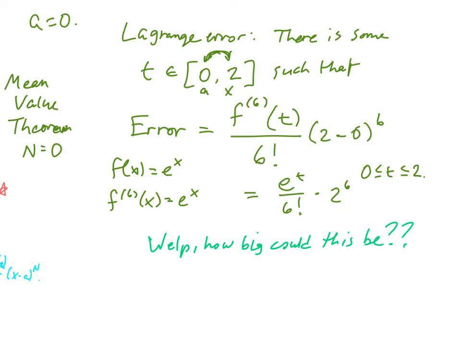Well, the maximum that it could be would be whatever makes this number here, this e to the t, the biggest, subject to t being between 0 and 2. So that would be e squared, because e to the t gets bigger as t gets bigger.